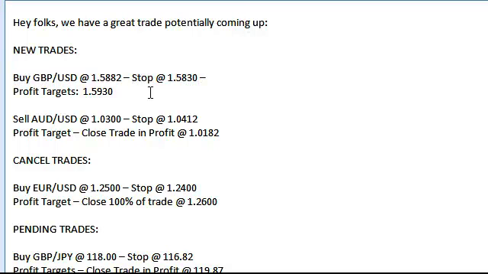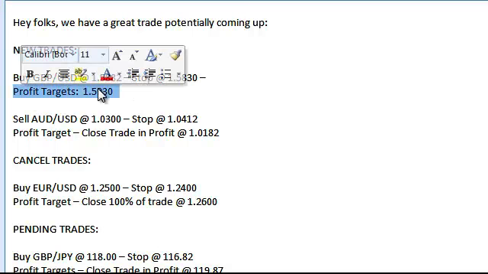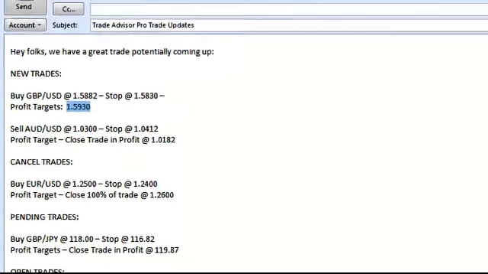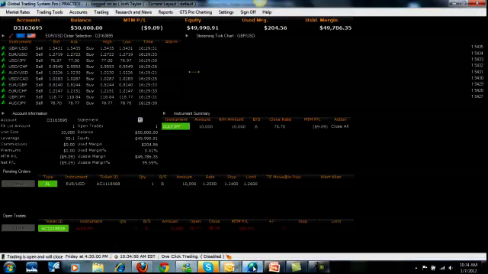Okay, so in this trade we're also saying the profit target is 1.5930. In other words, we're going to buy here, we put a stop loss here, and then when the price gets here, we're going to close out the trade in profit. Okay, so let's go to our software, and this is the FX Solutions GTS Pro system. This is just a practice account, so I can show you how we're doing this.